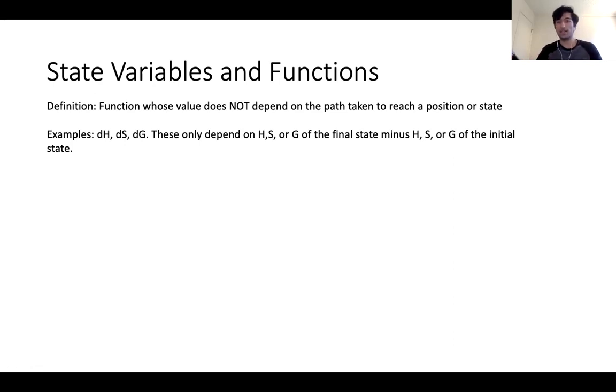The reason these are state functions is because they involve state variables. State variables are things like H, S, like enthalpy, entropy, and Gibbs free energy, because they only depend on your current position. They don't depend on the path that's taken to get there. Another example of a state variable would be temperature. It doesn't matter how you got water to 50 degrees Celsius. Water at 50 degrees Celsius is independent of whatever steps you took to get it there.